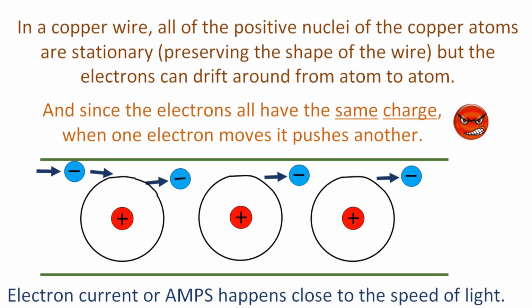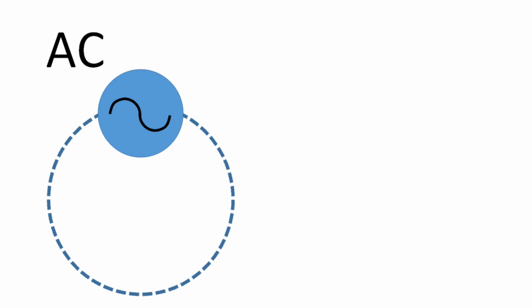Electron flow, or amps, happens close to the speed of light. You flick a switch, that light comes on. So we're going to talk about flow. There's 2 kinds of flow, and this will be the last time we talk about this particular kind of flow because we're focused on solar.